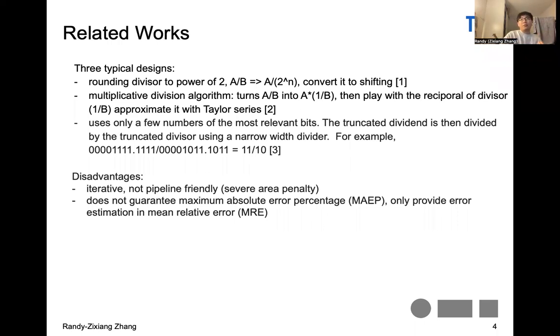The disadvantages of these approximate dividers are, first, that some are iterative, for example the Taylor series based approximation we have mentioned. And the second is that once you have set the configuration parameters, it's kind of like a black box, and it's very hard to predict how much error you are actually going to get.